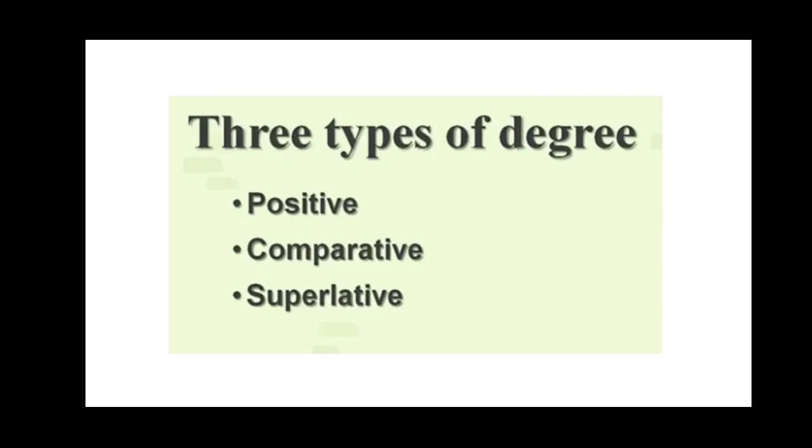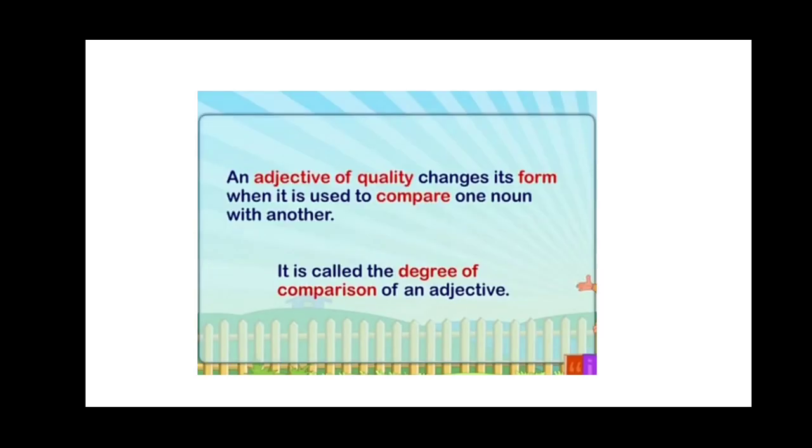So today we are going to see degrees of comparison. There are three types of degrees. What are they? First one is positive degree, next one is comparative degree, and then superlative degree. So let us see the explanation first, and then I will give you the intro of this grammar part. Clear?